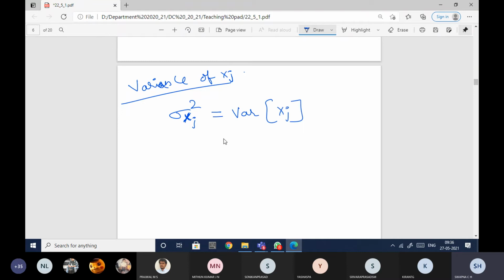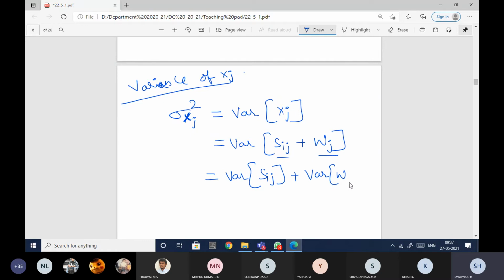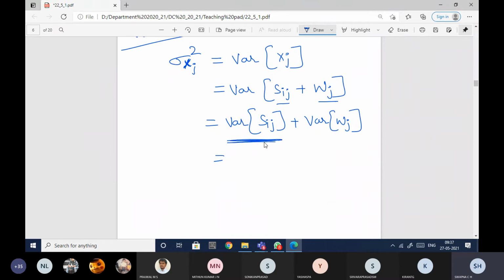I need to find the variance of xj. xj is nothing but Sij plus Wj. So this is equal to the variance of Sij plus the variance of Wj, written separately. What is the variance of Sij? It is 0. Why? It is a constant, it means that it will not vary. Very good. Plus, what is the variance of Wj?